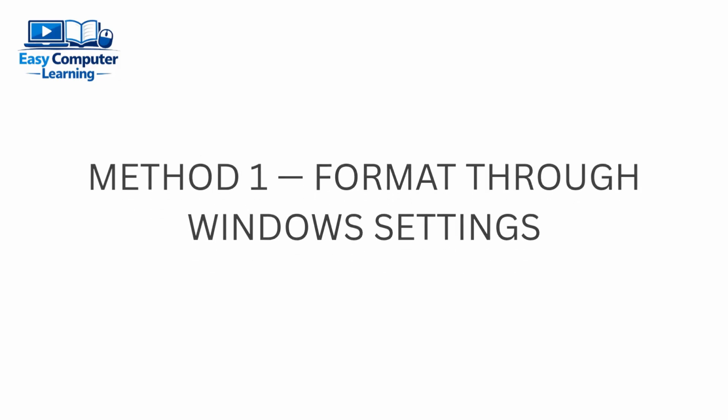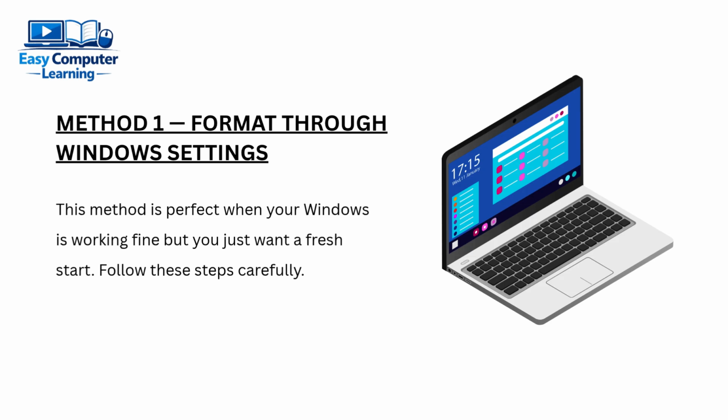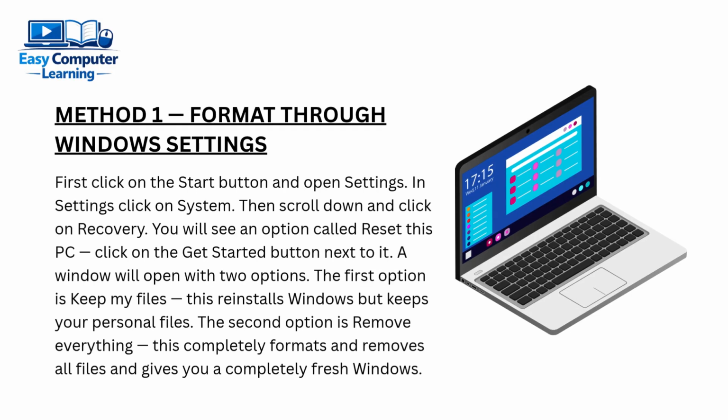Method 1. Format through Windows settings. This method is perfect when your Windows is working fine, but you just want a fresh start. Follow these steps carefully. First, click on the Start button and open Settings. In Settings, click on System. Then scroll down and click on Recovery. You will see an option called Reset this PC. Click on the Get Started button next to it.